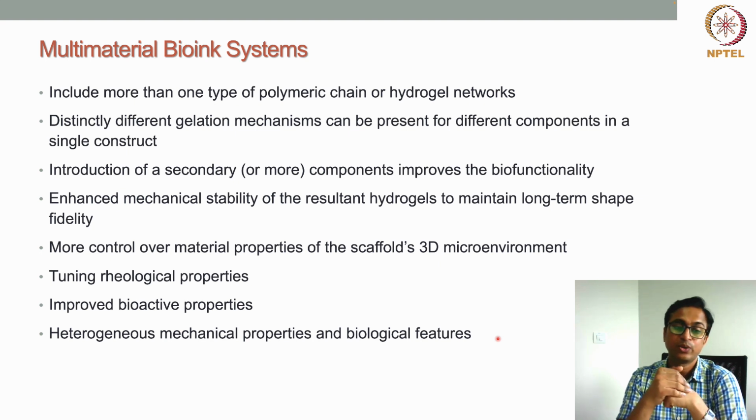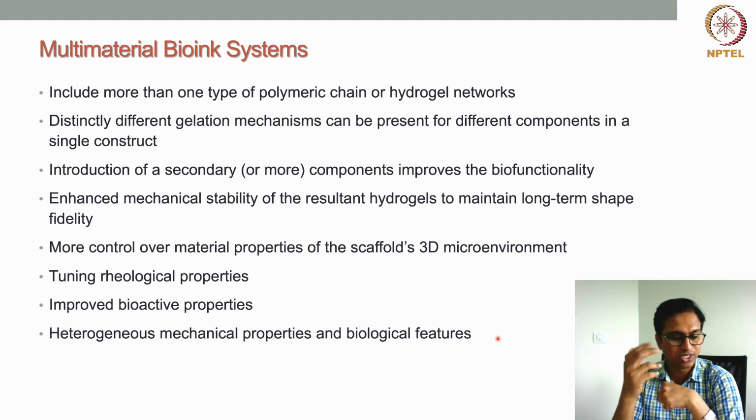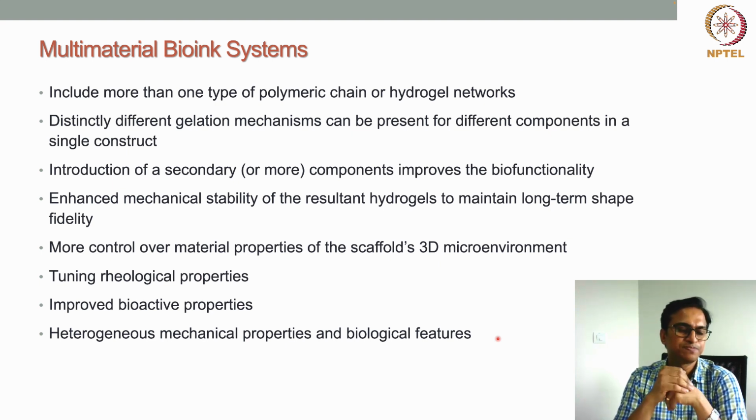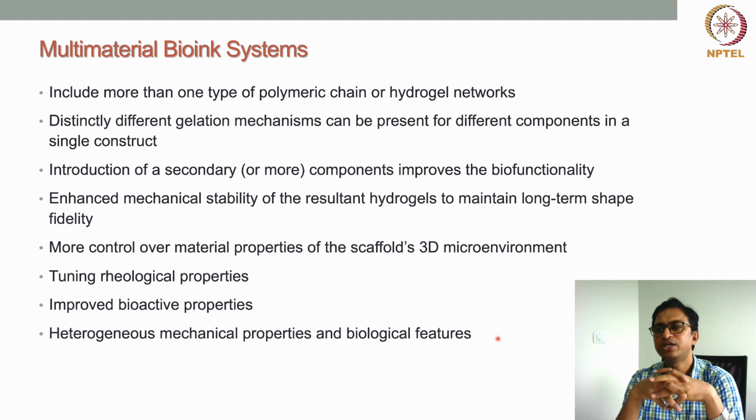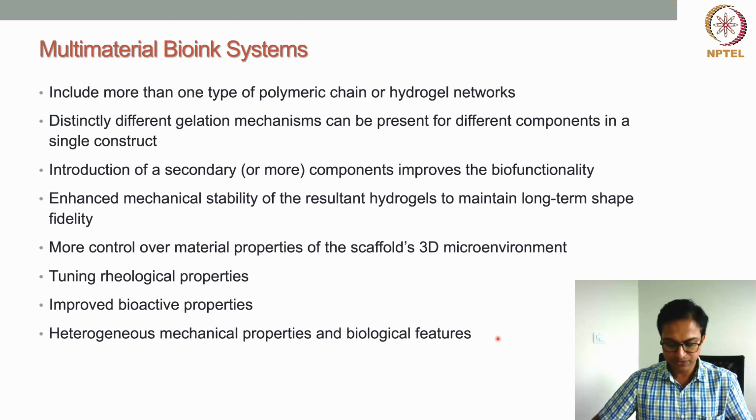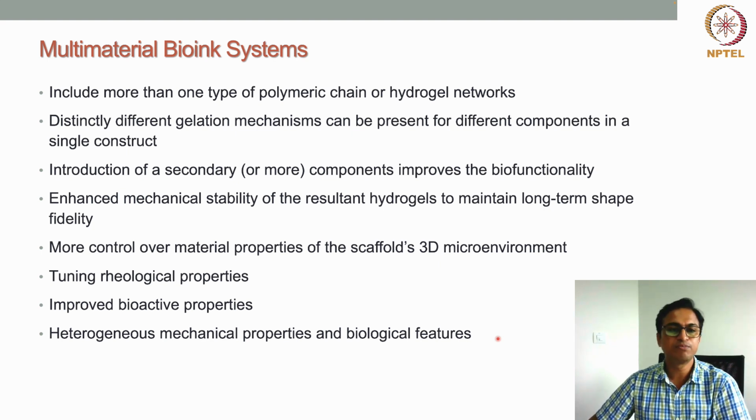In this way we can get heterogeneous mechanical properties, because the biological nature of most tissue is that the tissue has a heterogeneous structure, heterogeneous mechanical property, and heterogeneous function. So all this can be achieved with a multimaterial bioink system. That's why the multimaterial bioink system is very important, and recently there is a huge interest in this domain. There are various scientists working to develop multimaterial bioink systems.